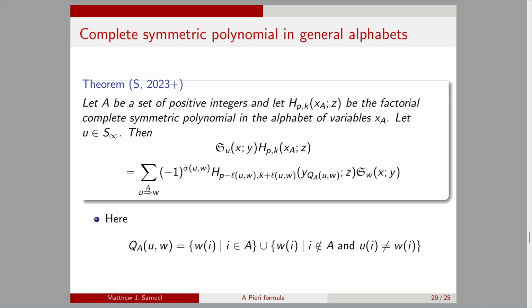So the formula is nearly identical. We have now the sign -1 to the sigma(u,w), and it's the same factorial complete symmetric polynomial, but we substitute q_A of u,w for the indices of the y variables. And this is very similar. It's the set of all w_i such that i is in A, and all w_i such that i is not in A, and u_i is not equal to w_i. So this is a formula for multiplying by a factorial complete symmetric polynomial in an arbitrary alphabet of x variables.